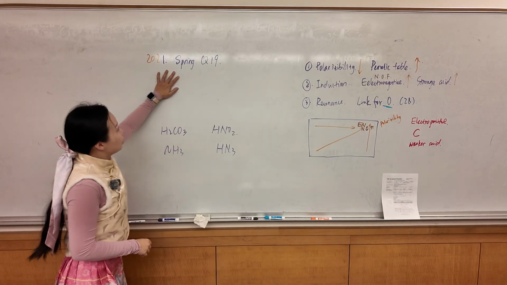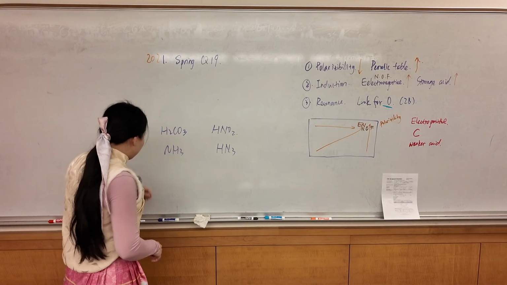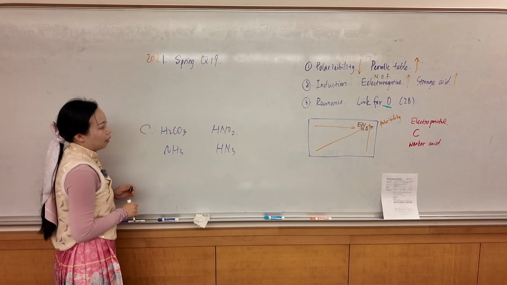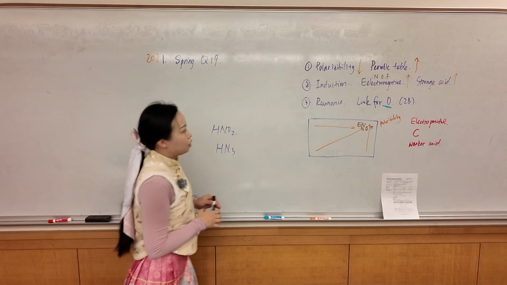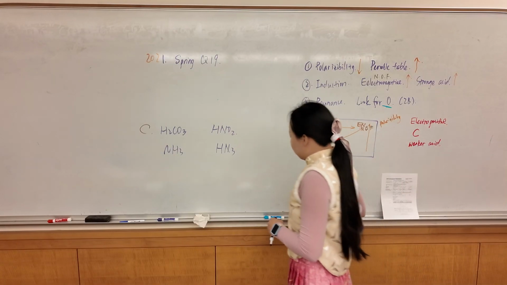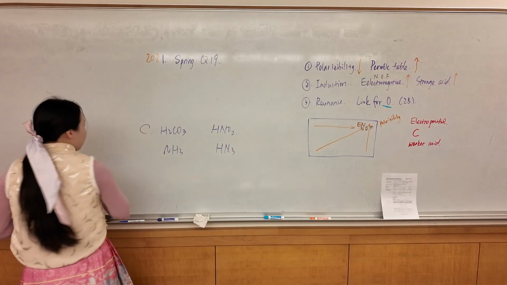So it's 2021 spring question 19. We'll go over C for now. Just a quick review. We just talked about carbon is electropositive, so I'll use the same color.